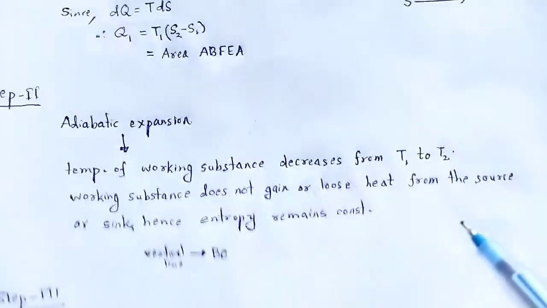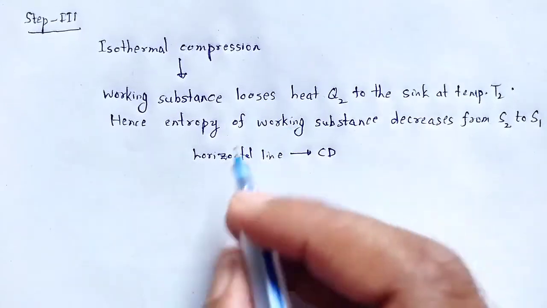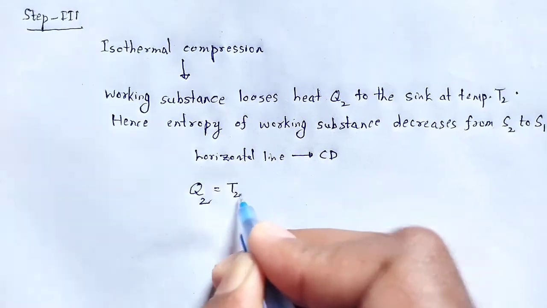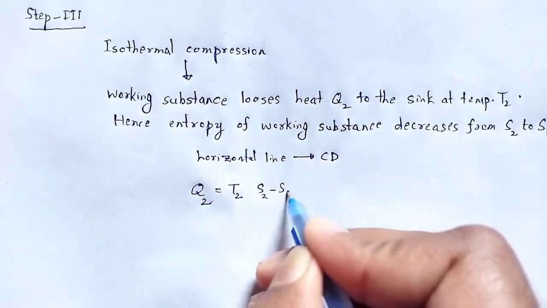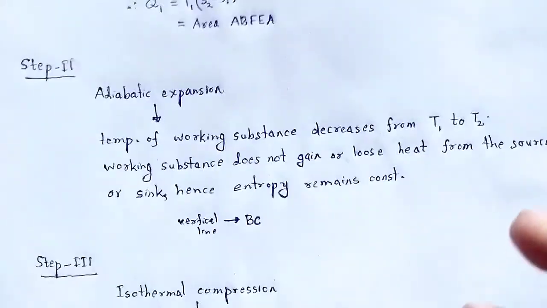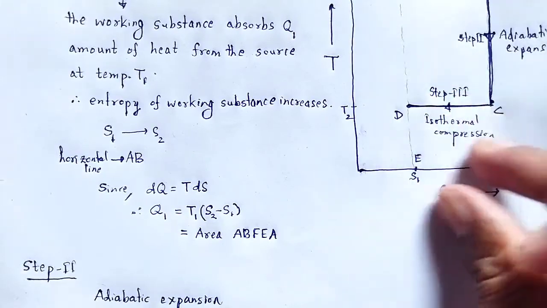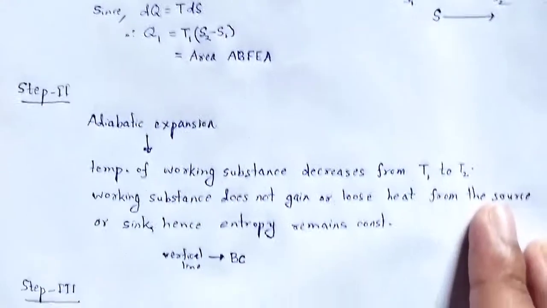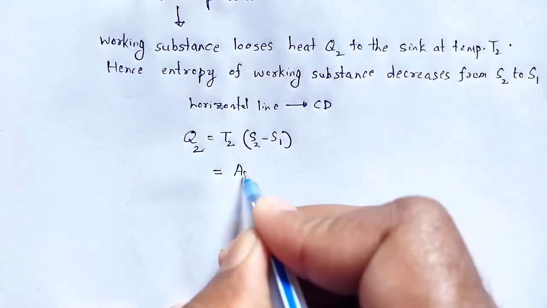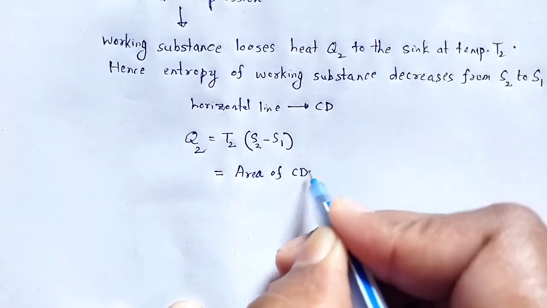In this case, what should be the heat? Here Q2 will be T2 times S2 minus S1, which is represented in the graph by the area under DC, the area of CDEFC, and that area is the amount of heat Q2.